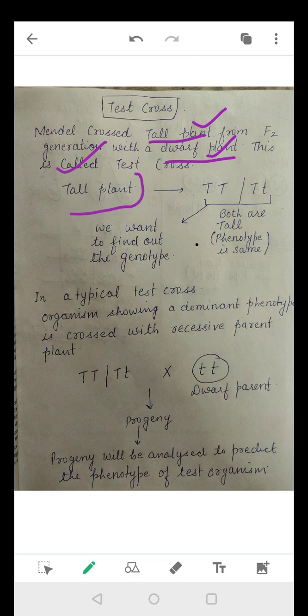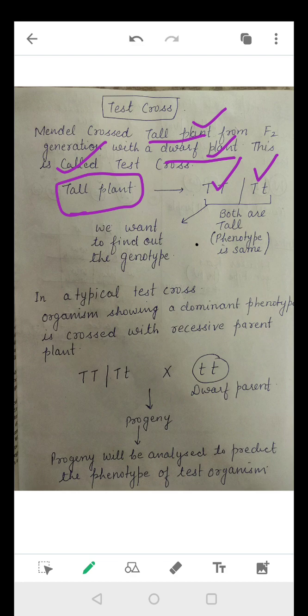Now this tall plant can have two possibilities, right? Because phenotypically it is tall. The phenotype is tall, but we don't know what exactly is the genotype. तो हम जो ये टेस्ट क्रॉस इसलिए करते हैं so that we can easily find out the genotype of that plant. So जो tall plant हमारे पास है, it could have two possibilities. One, it is either homozygous tall, that is TT, or it could be heterozygous tall, that is Tt. But we don't know which one is there.